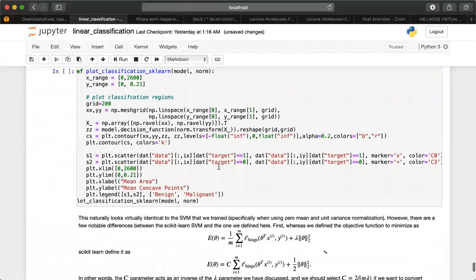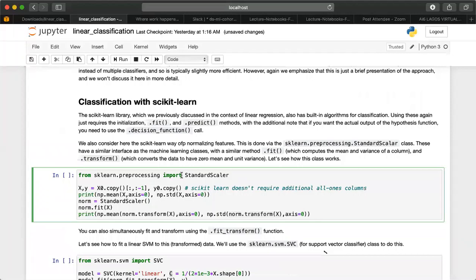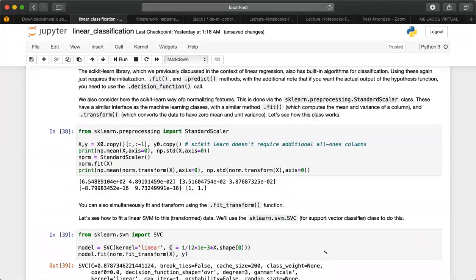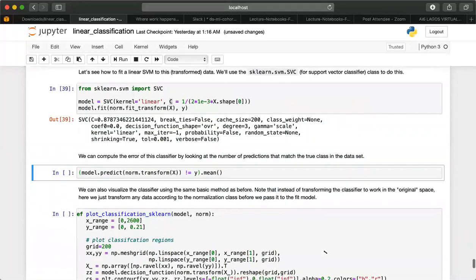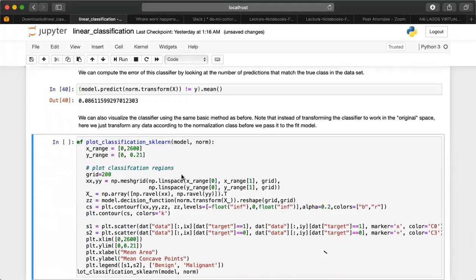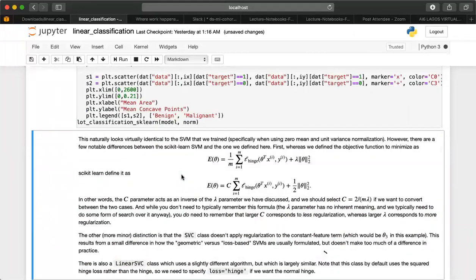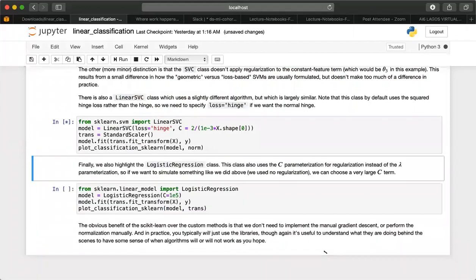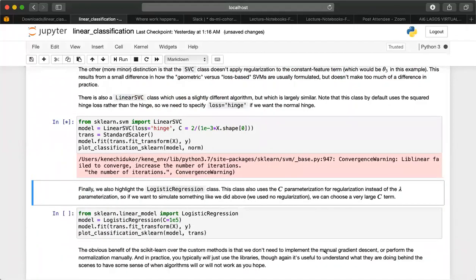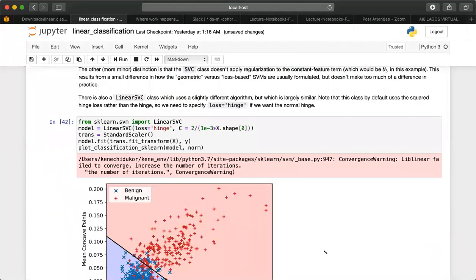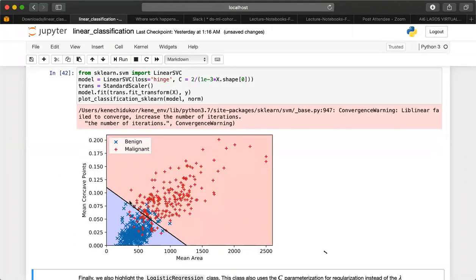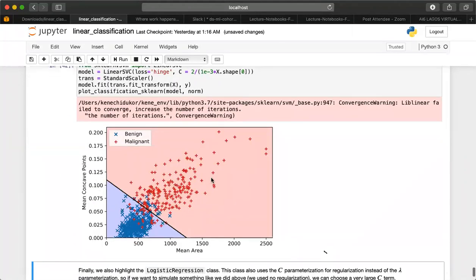Okay, sorry, I wasn't running this. Let me quickly run it. So you see that this one actually still works fine too.